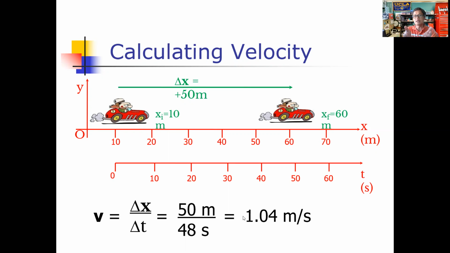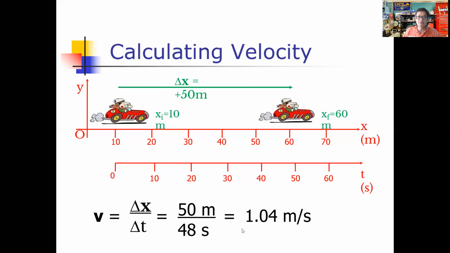And so if you want to keep this in mind, the direction of the velocity and the direction of the displacement will always be the same. So if the displacement is in the positive direction, the velocity will also be in the positive direction. If the displacement is in the negative direction, the velocity will always also be in the negative direction. So the direction of the displacement and the direction of the velocity will always be the same. Okay, so make sure you keep that in mind.